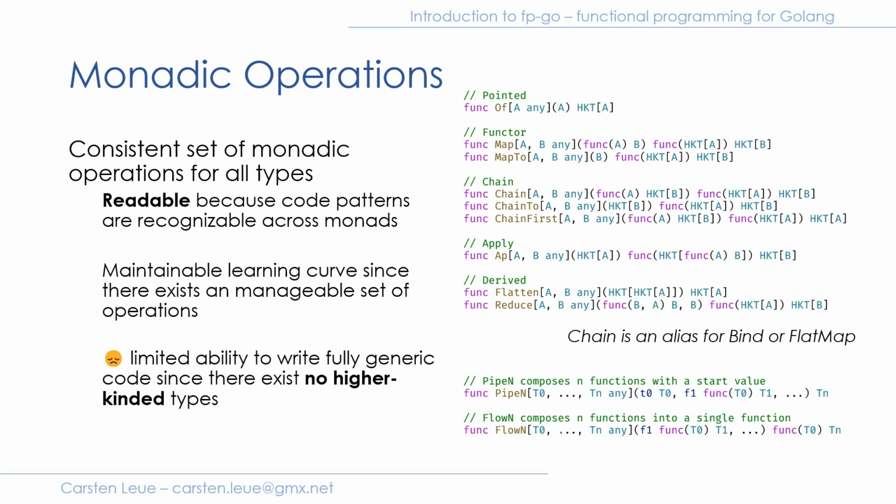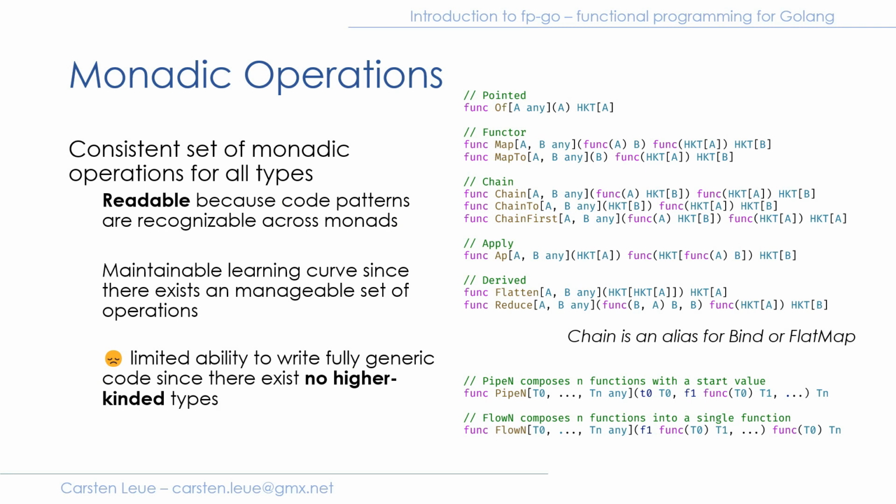I've chosen the term chain in favor of bind or flat map, as you can find it in other languages, because as mentioned in the very beginning, this is very influenced by fp-ts, and the fp-ts library also used the name chain for the flat map or the bind operation. But logically, it's just a flat map. We have an apply function, flatten, reduce, so you might be familiar with many of these functions.